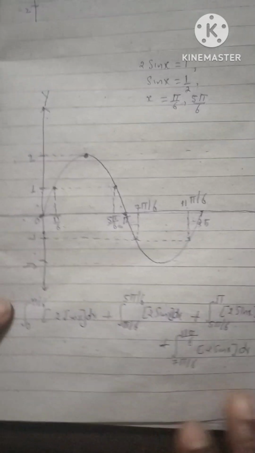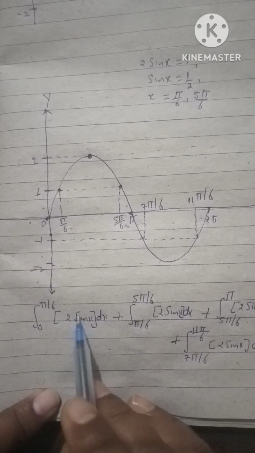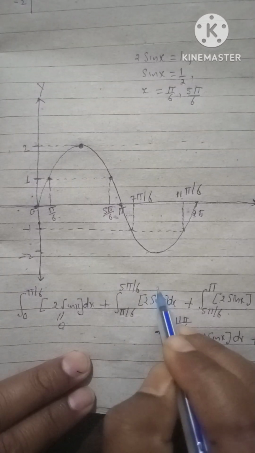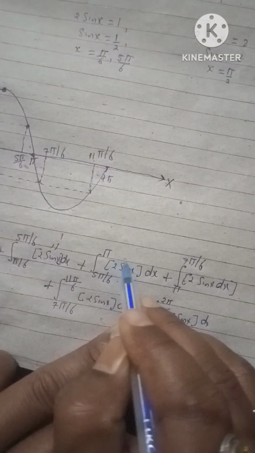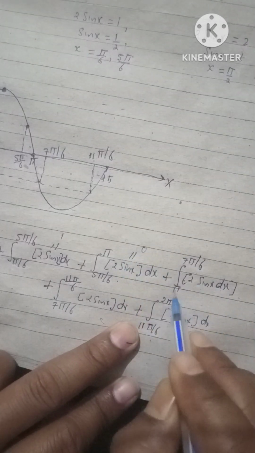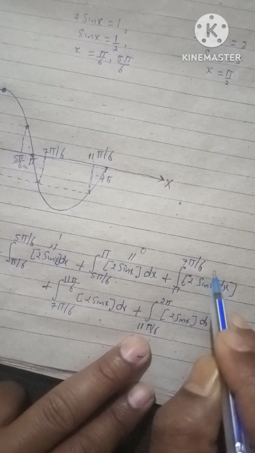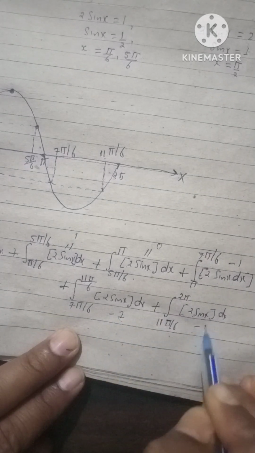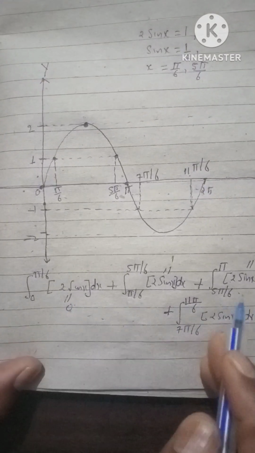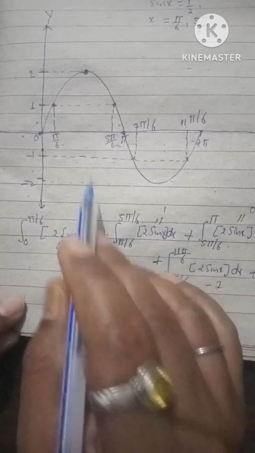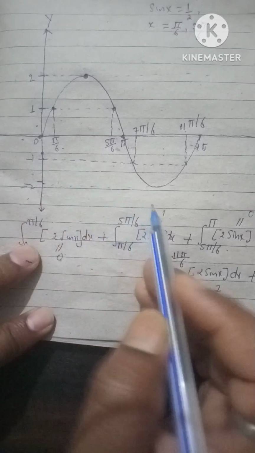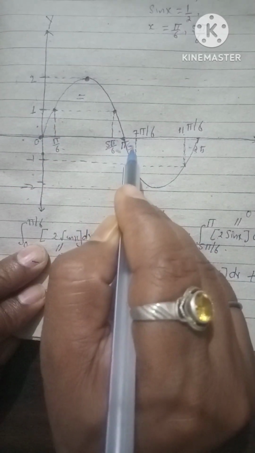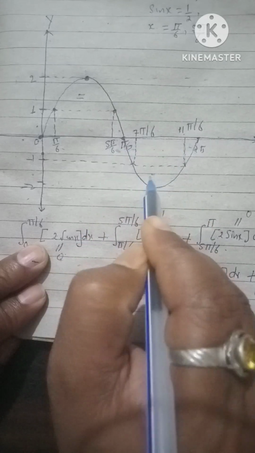So here this value is 0, here this value will be 0, this value will be 1, and this value will be 0, and from pi to 7 pi by 6 this value will be minus 1, this value will be minus 2, and this one is minus 1. So we get the integration here. We need to find the integration of this part and this part. We find this integration and multiply by 2, and then find this integration.